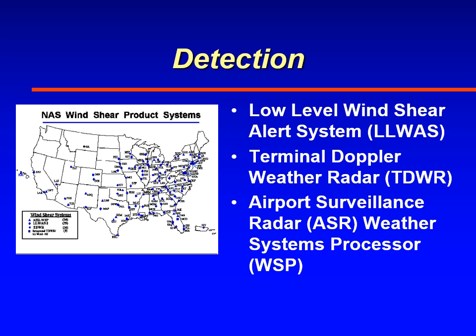There are several different types of technologies that are used to detect convective wind shear at airports. We're going to look at the low-level wind shear alert system, the terminal Doppler weather radar, and then finally the airport surveillance radar weather systems processor.